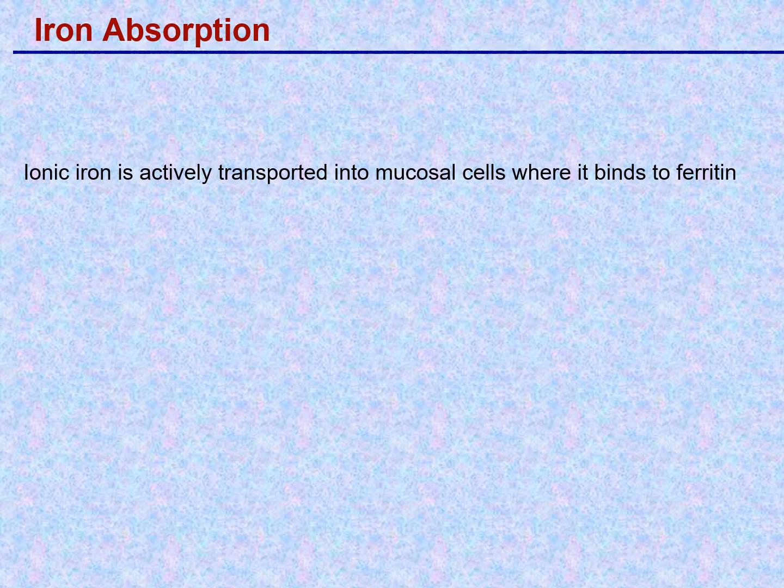Iron physiology is fairly complex. We're not going to get into hardly any of it. Enough to say that ionic iron gets actively transported into the mucosal cells, where it binds to a molecule called ferritin. Ionic iron is actually fairly toxic, so it has to get bound up once it's in the body. It binds to ferritin.